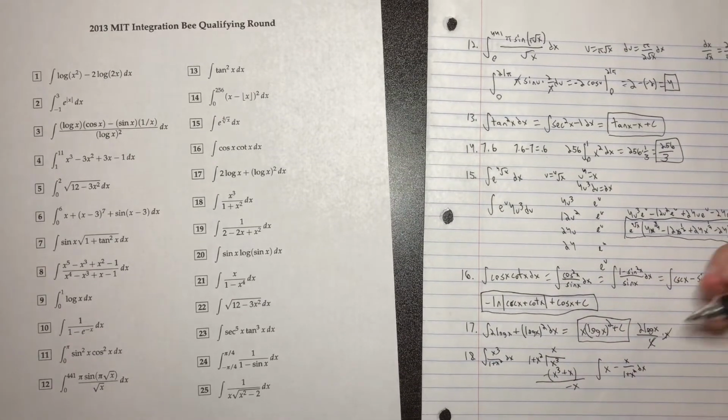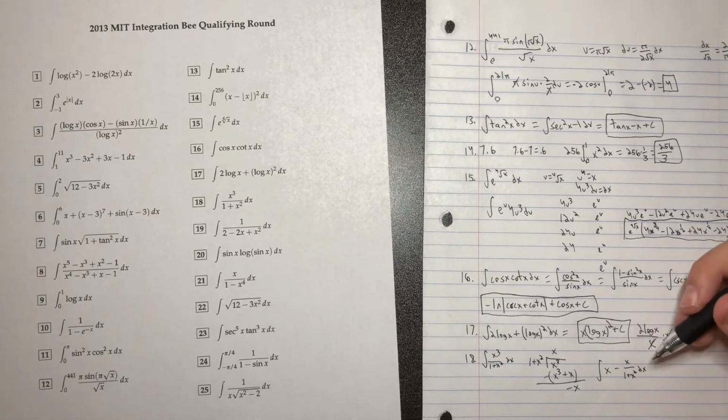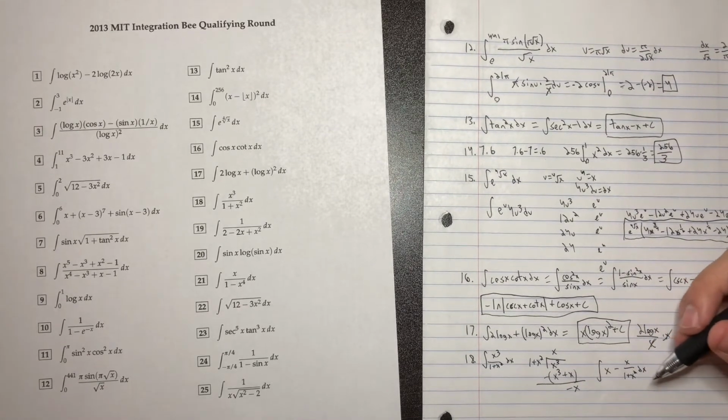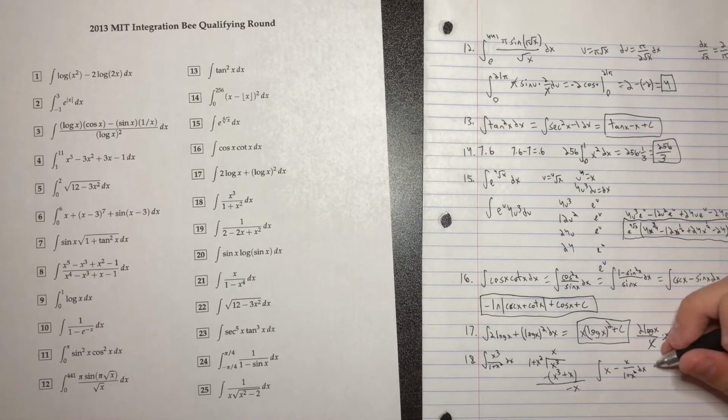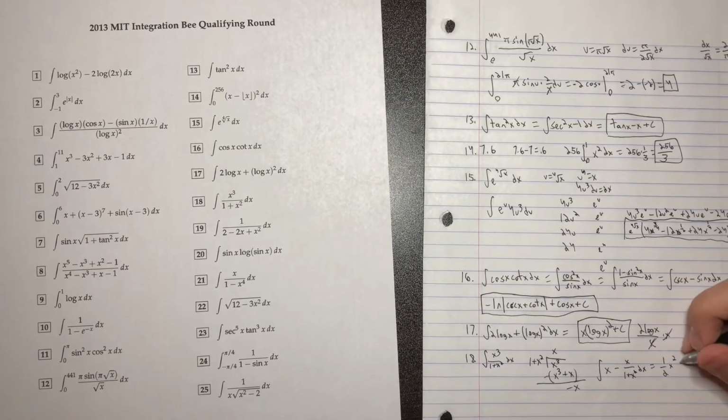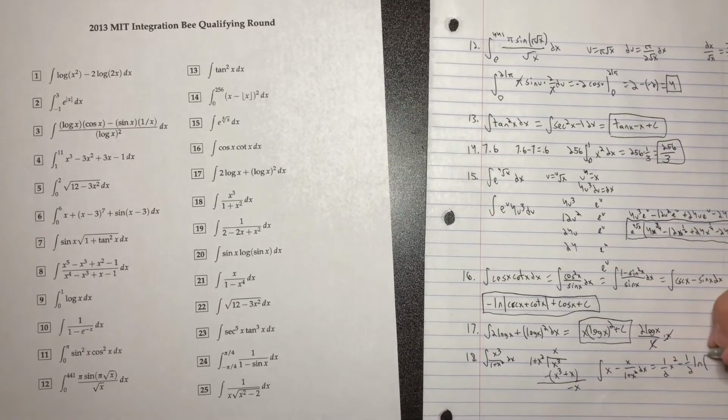And again, these are both easy to integrate. The second part, if you want to do a u substitution on the denominator, you could, but it's another useful one to have memorized. So this is equal to 1/2 x squared minus 1/2 natural log of 1 plus x squared plus c.